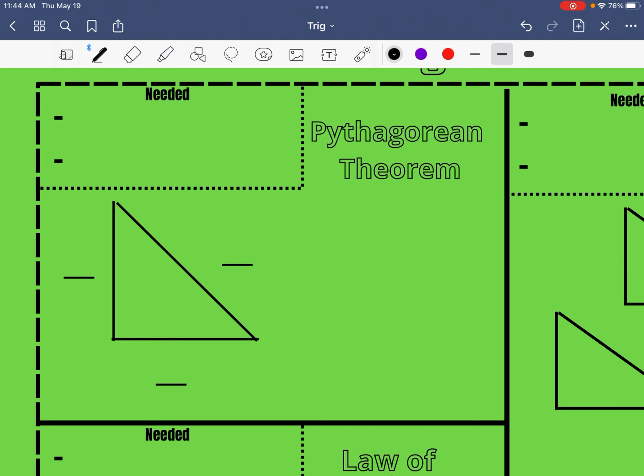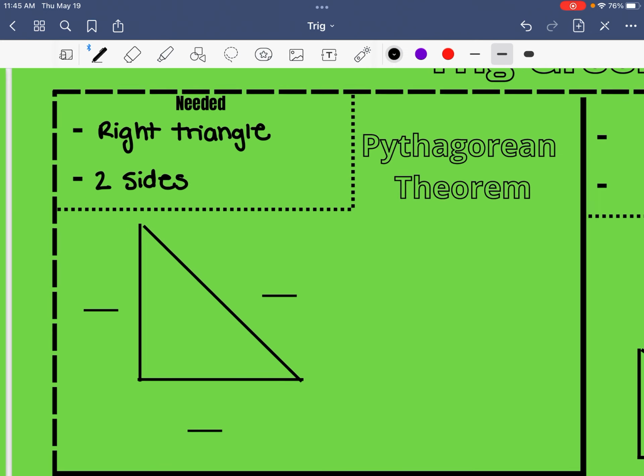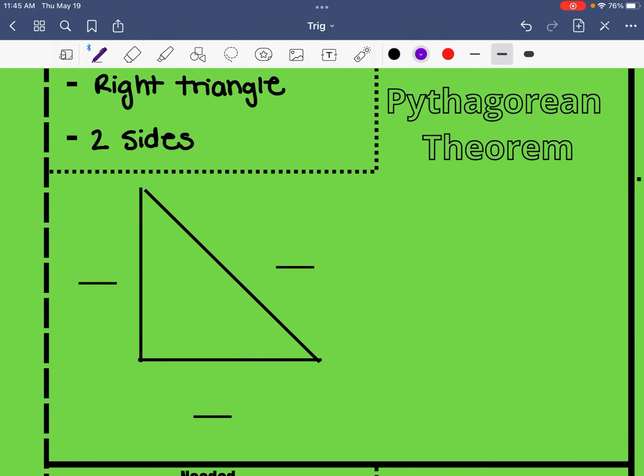review on it. So in order to use Pythagorean theorem, we need two things. The first thing is that we need a right triangle. This theorem does not work for any triangle. Okay, it has to be a right triangle. And the second thing is that we need to already know at least two sides. So their lengths.